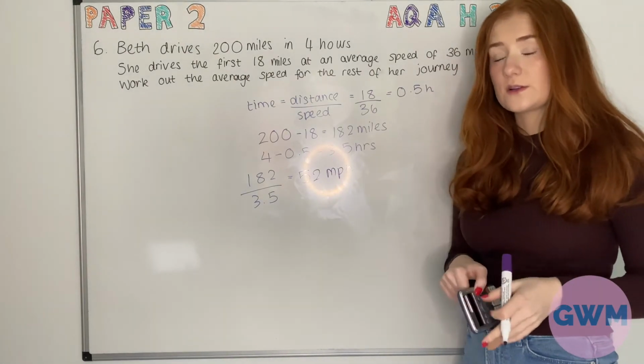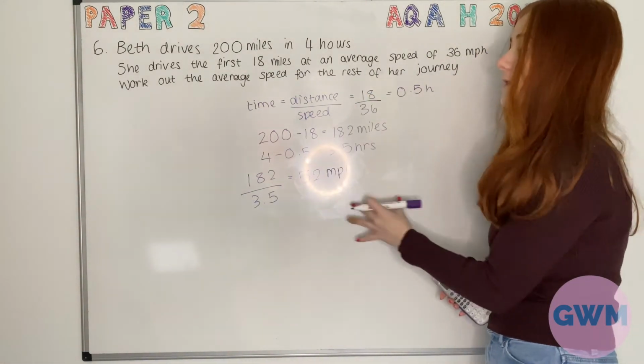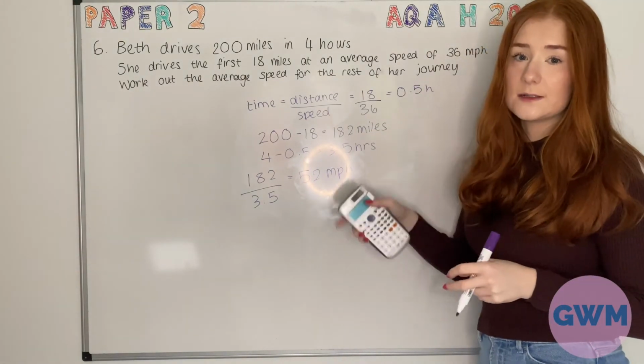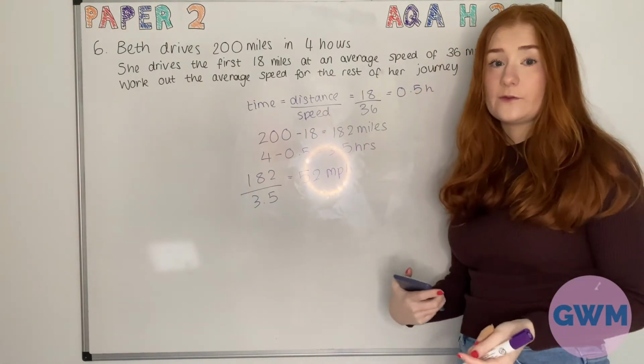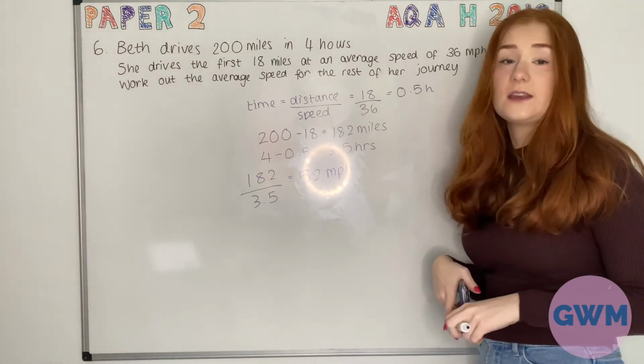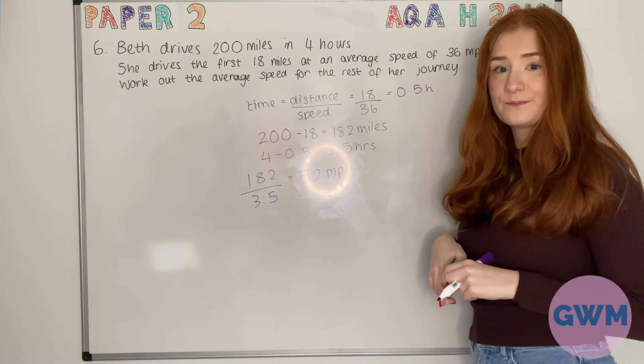Important note for these questions, though we have our calculator, and yes, this was all quite simple to do on the calculator, they're looking for you to write down every single step you're putting in, otherwise you won't get your full marks. So make sure you have put in all of those equations, and that should get you your answer of 52 miles an hour.